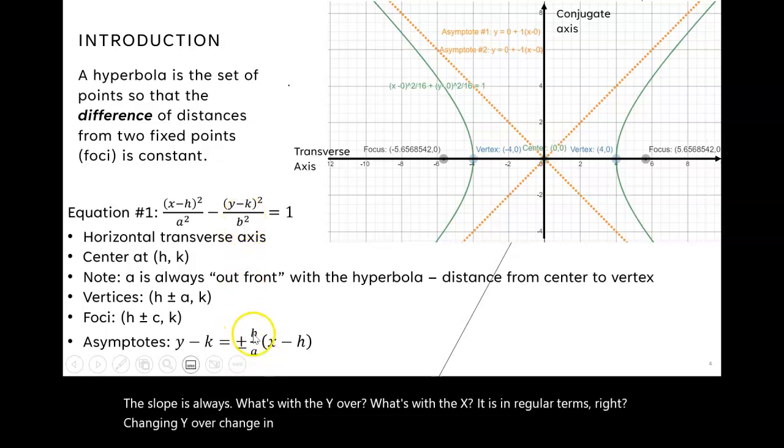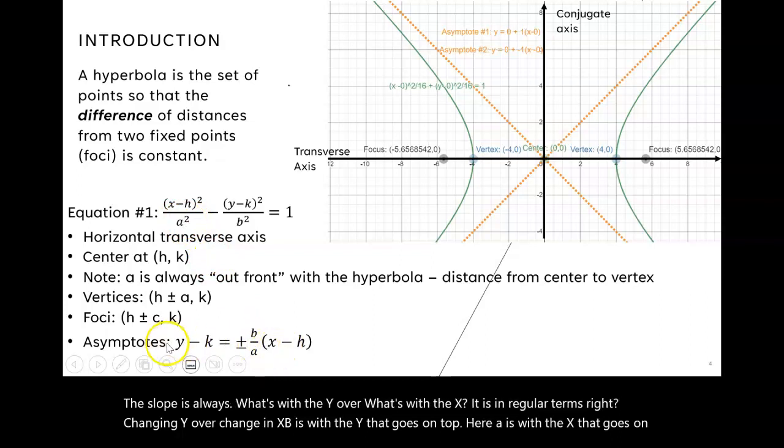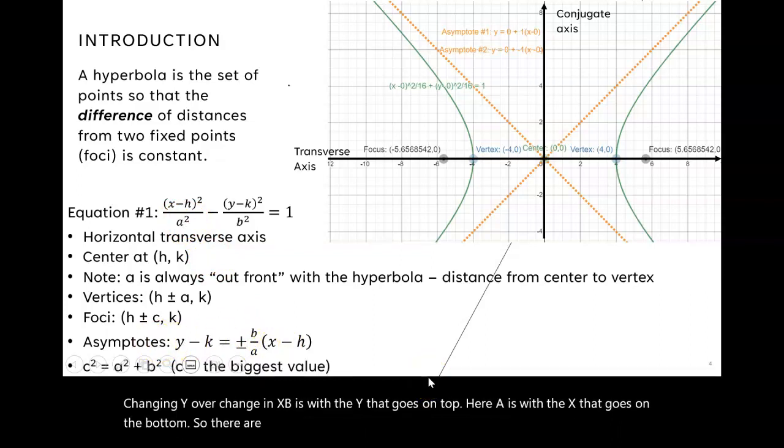B is with the y, that goes on top here. A is with the x, that goes on the bottom. So there are our asymptotes. And then finally, c is now the biggest value.